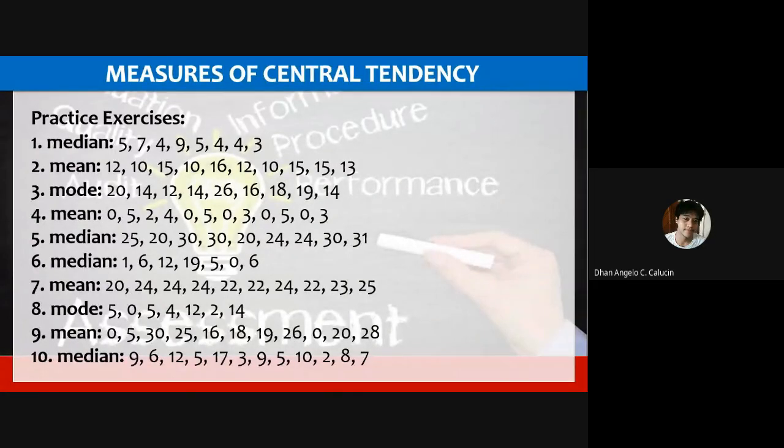Number 1 po ay 4.5. Number 2 po ay 12.8. Number 3 po ay 14 or trimodal po. Number 4 po ay 2.25. Number 5 po ay 25. Number 6 po ay 6. Number 7 po ay 23. Number 8 po ay 5 o unimodal po. Number 9 po ay 17. Number 10 po ay 7.5. Okay. Reviewin mo yung unimodal at trimodal. Mali ang definition mo.